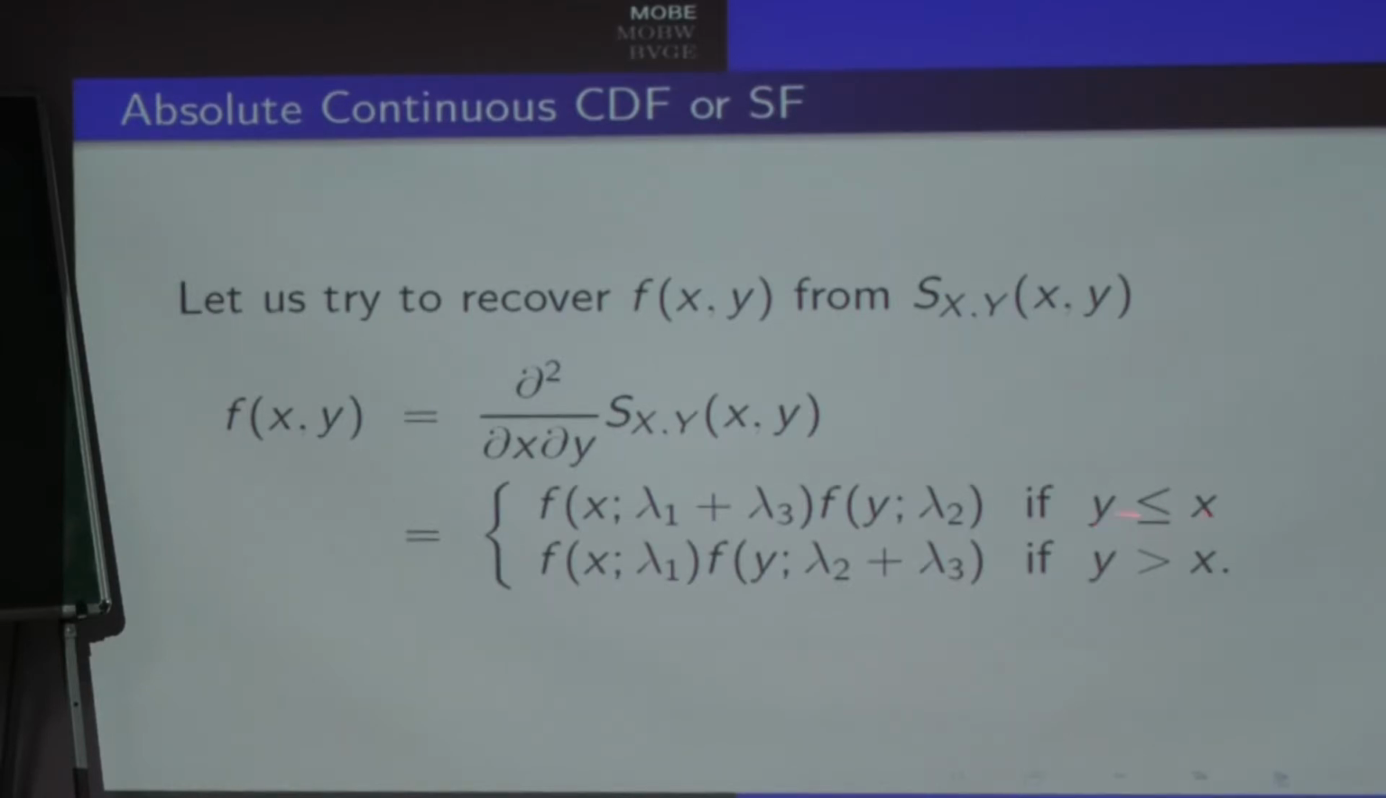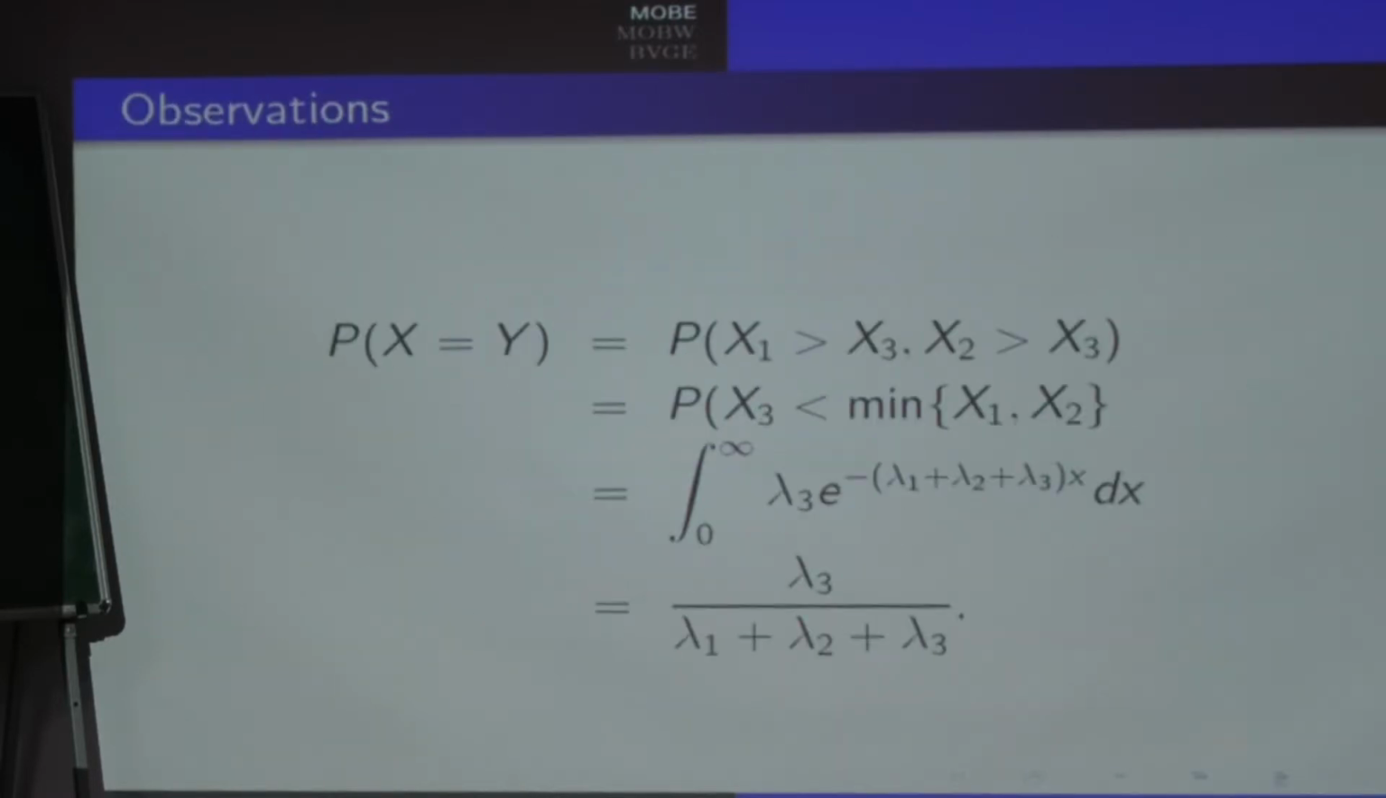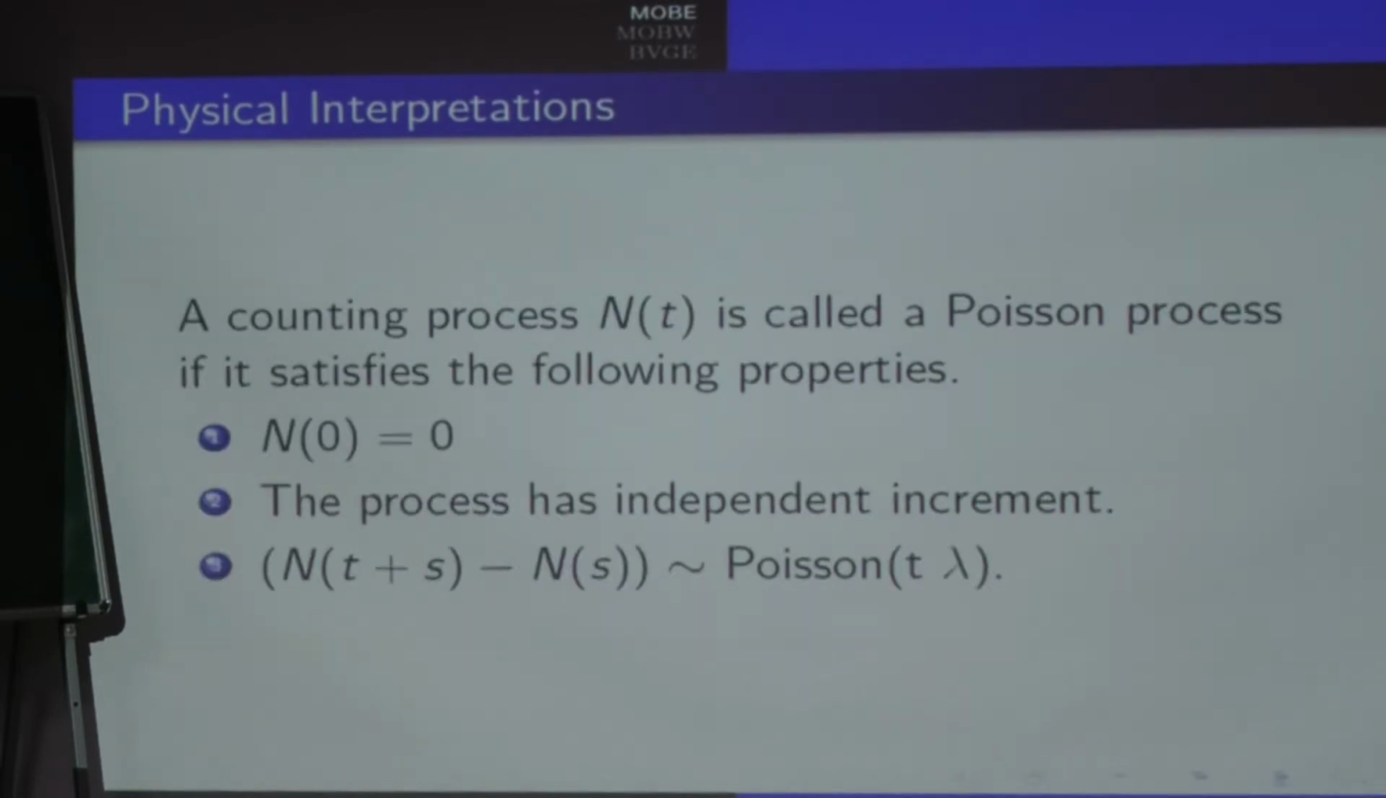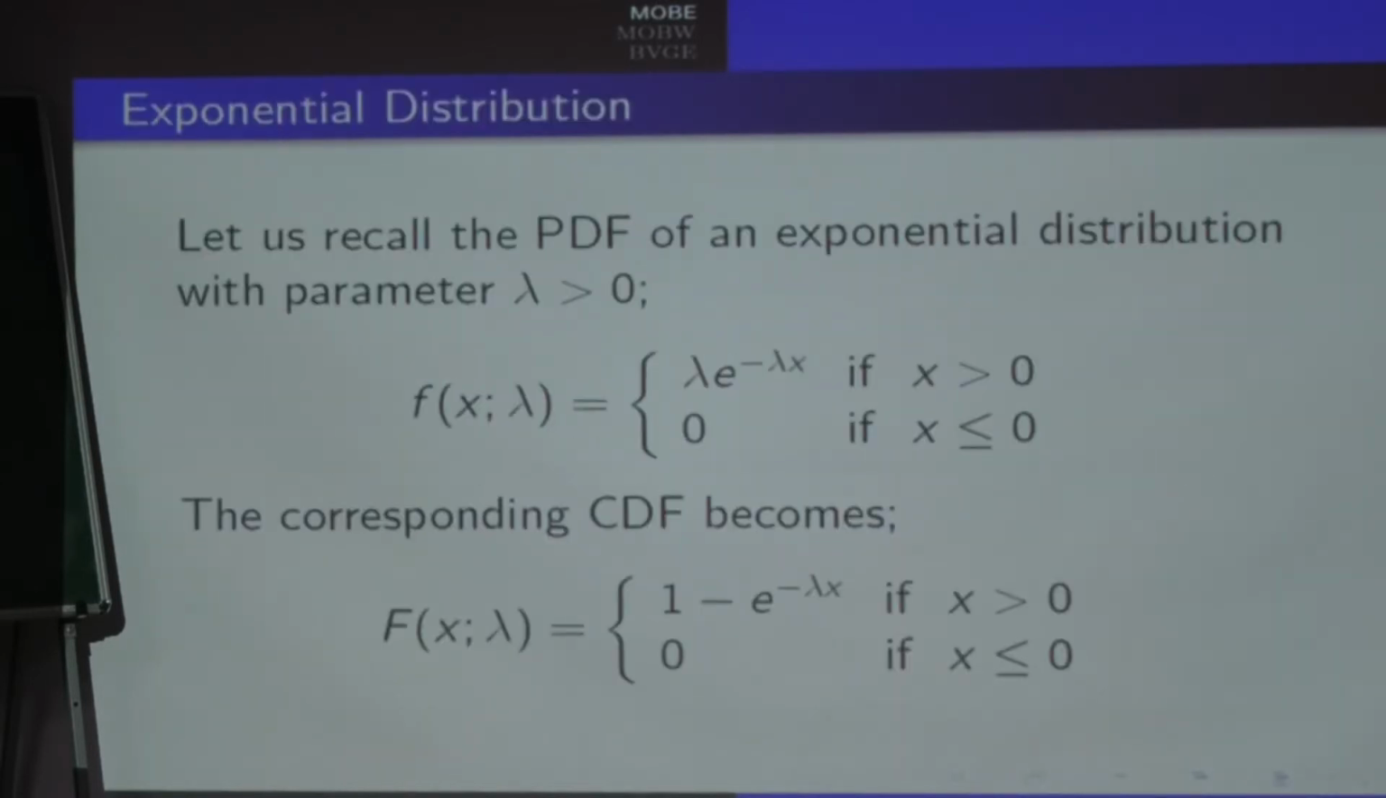For y less than or equal to x, if you just take the derivative, you'll see that these things are nothing but the exponential with parameter lambda 1 plus lambda 3. I had mentioned this at the beginning itself. When I put this exponential density function, it is the same f actually. Instead of lambda, it is lambda 1 plus lambda 3, or lambda 2 plus lambda 3. So it is basically the same f I'm talking about, which is an exponential density function.